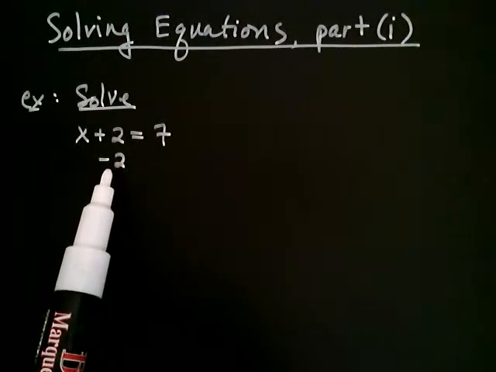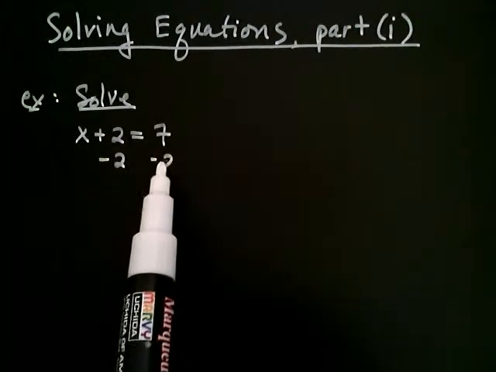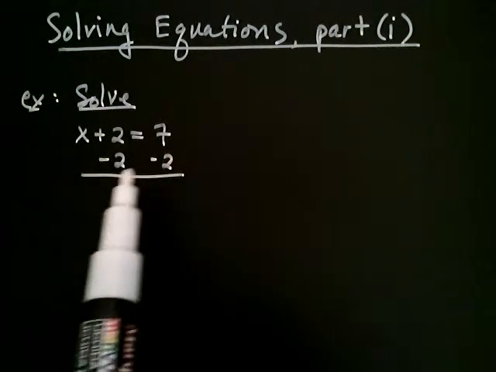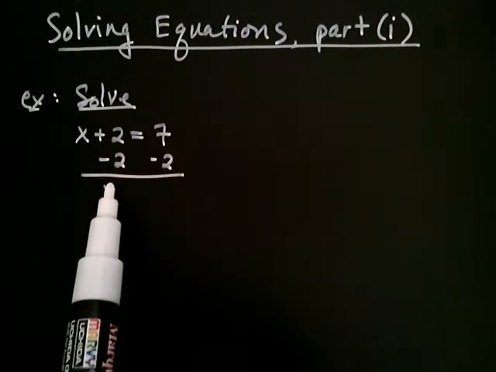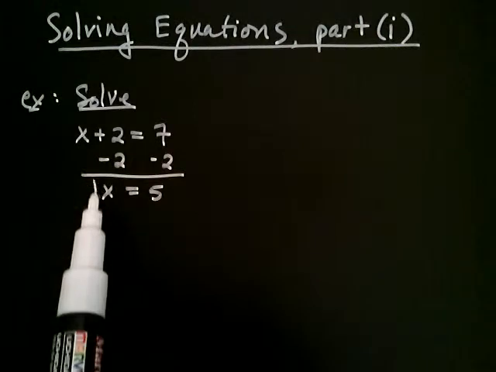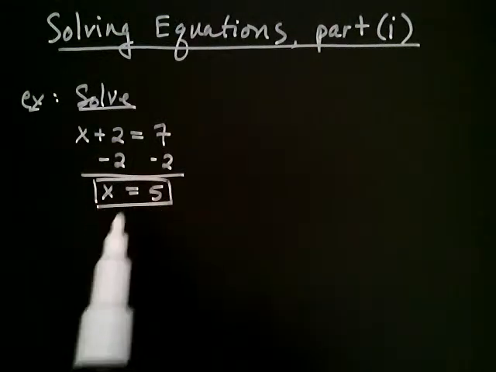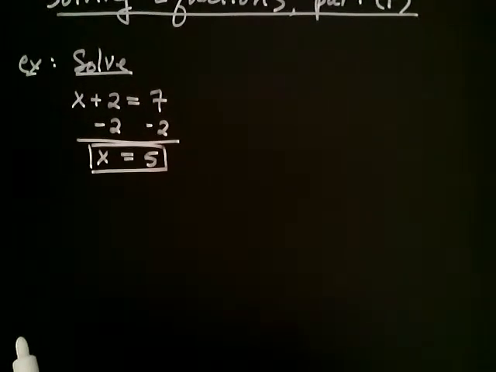Now whenever you subtract something from the left-hand side of the equation, you also have to subtract it from the right. So in this case, 2 minus 2 is 0, and on the left-hand side I'm just left with x, and on the right-hand side I have 5. So that would be my answer. As you know, x is equal to 5.